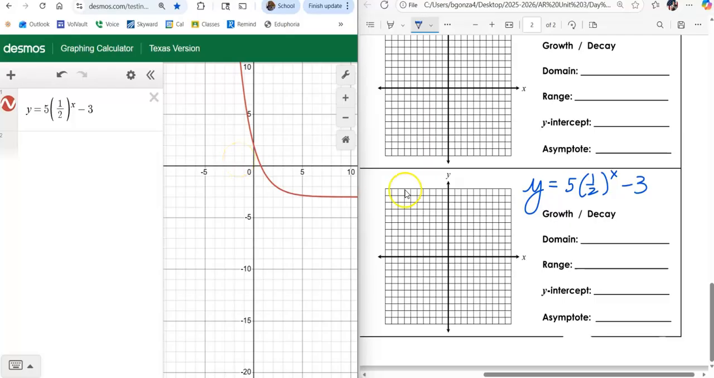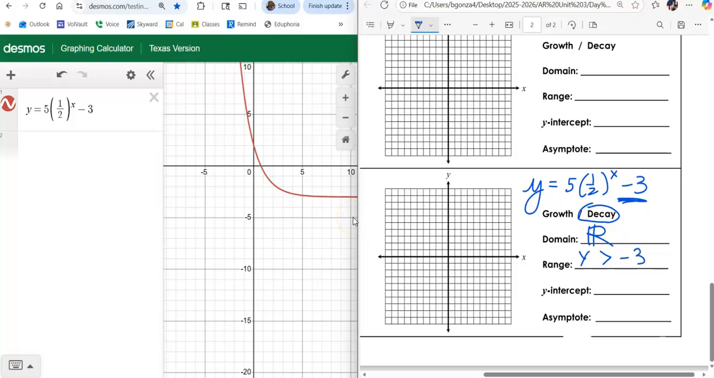Now, is it growth or decay? As it goes to the right, it's going down because the base is less than 1. That's another way to tell: less than 1 is decay. Domain is always all real numbers. Range, now hold up. It goes past 0 this time. Where does it flatten out? At negative 3. So the range: it goes up from negative 3, so y is greater than negative 3.